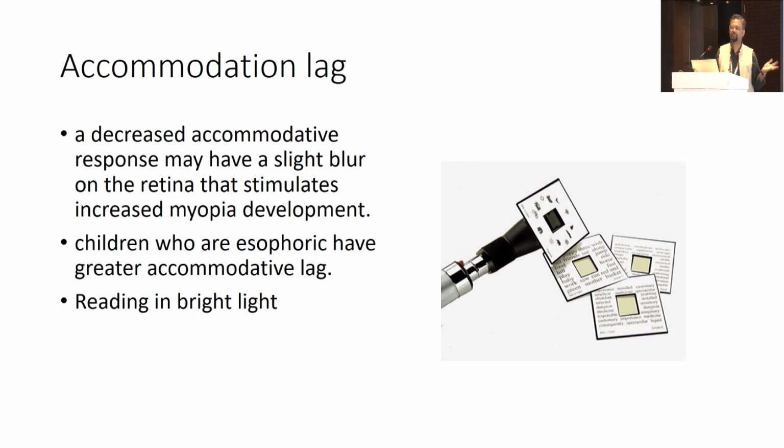That's why they say in bright light you should read. Why should you read in bright light? Because when you are reading in bright light, your pupil constricts. When your pupil constricts, your depth of focus increases. So when your depth of focus increases, you have to accommodate less. So when you have to accommodate less, there is less stimulus for myopia. That's why reading in dim light is not suggested.